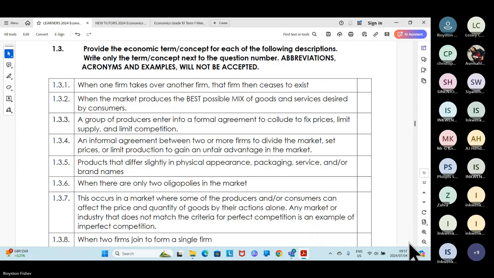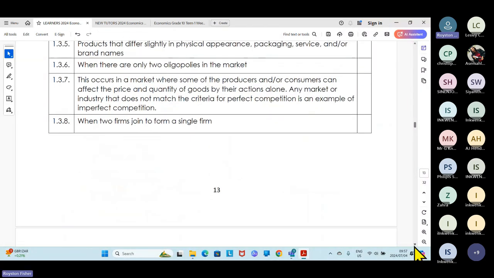1.3.7. I'm just going to read your answers quickly. So they say it's perfect. Imperfect competition, St. Andrews says. Santa Claus says it's perfect, right? As well as Senior Junga High says it's perfect. So you are correct, right? It's perfect competition, right?